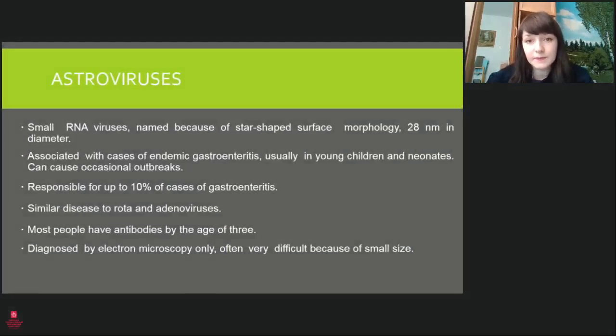Astroviruses particle. Small RNA viruses, named because of star-shaped surface morphology, 28 nanometers in diameter, associated with cases of endemic gastroenteritis, usually in young children and neonates, responsible for up to 10% of cases of gastroenteritis, similar disease to rota and adenoviruses. Most people have antibody by the age of 3, diagnosed by electron microscopy only because of the very small size of the virus.